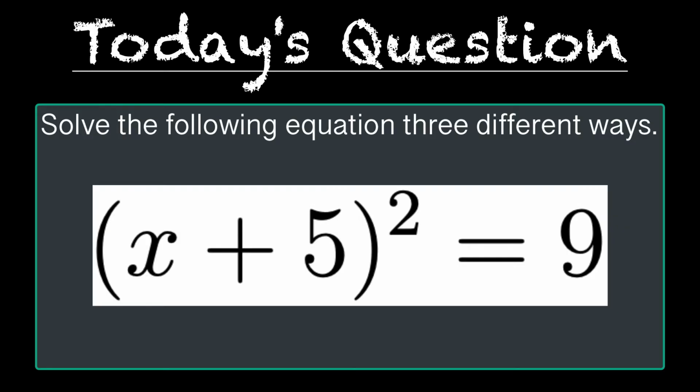The question we're working on today is, solve the following equation 3 different ways. And the equation is (x + 5)² = 9.